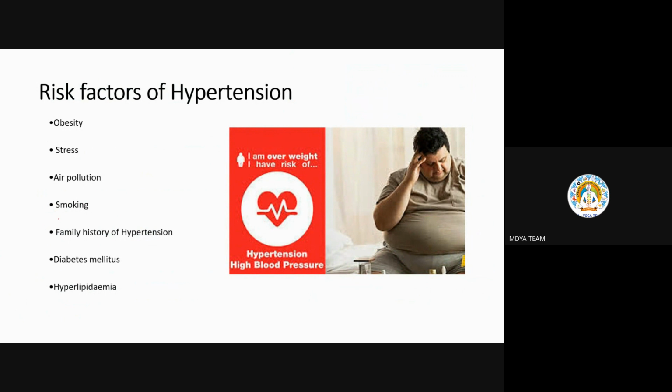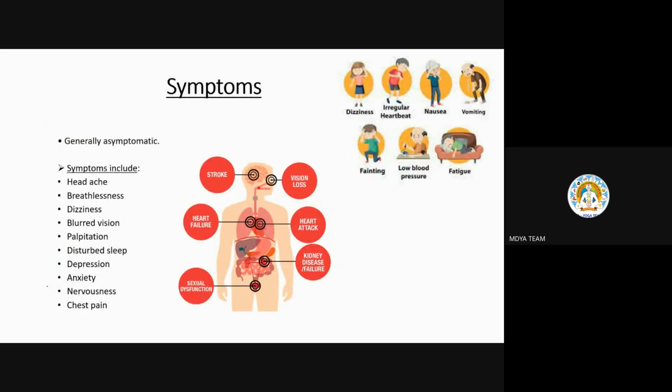Risk factors for hypertension are obesity, of course, stress, and diabetes. Stress is the main cause for all diseases. Air pollution and smoking can also increase blood pressure. Also, too much intake of salt can lead to blood pressure changes. I will tell you why in the further slides.